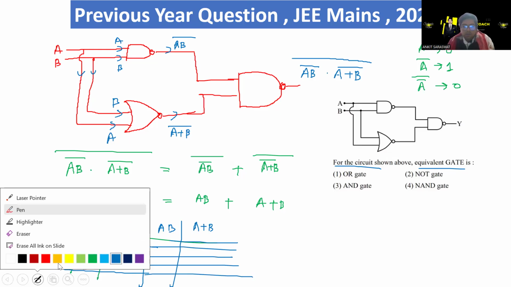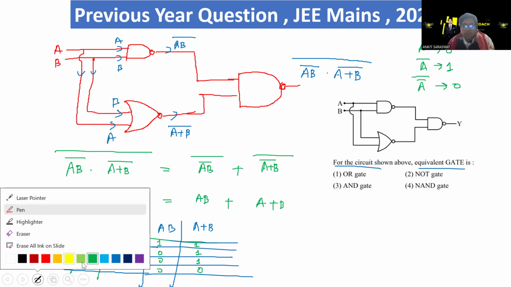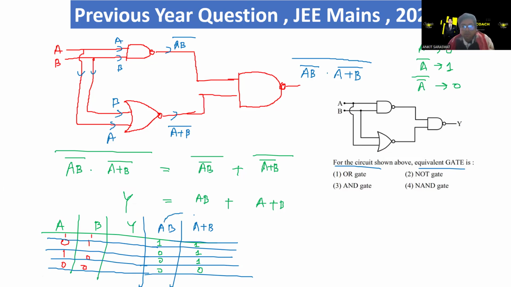So AB will be what? 1, 0, 0, 0. This will be 1, and this will be again 1, 1, that is 0. Now add these two and you will get Y. So 1 plus 1, that is on, on, on, off, on. It is simply like an OR gate.